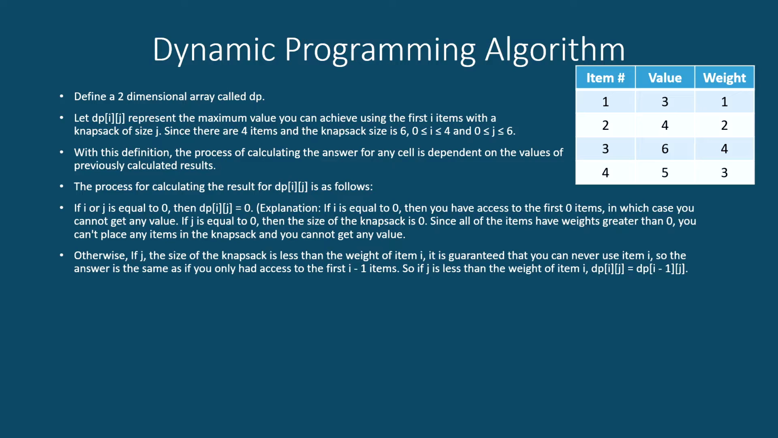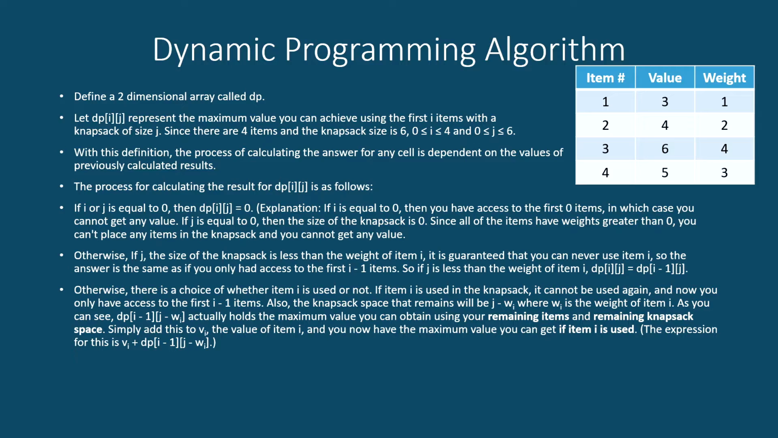Otherwise, if j, the size of the knapsack, is less than the weight of item i, then it is guaranteed that you can never use item i. So the answer will be the same as if you only had access to the first i-1 items. So if j is less than the weight of item i, dp[i][j] is the same as dp[i-1][j].